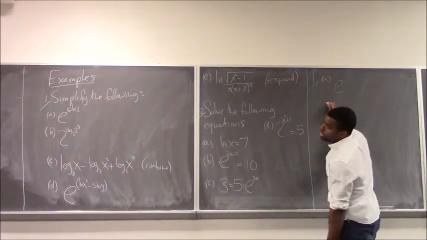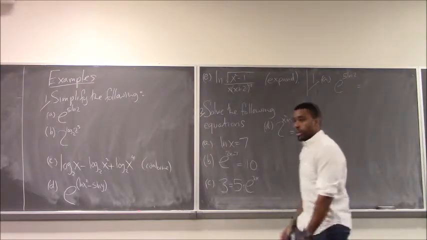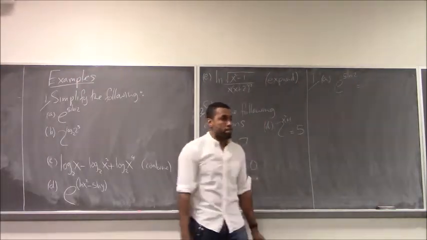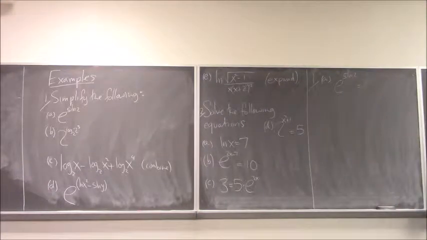You have e to the 5 ln 2. How do you simplify that? Cancel the ln over e? You can't do that. Why not? That's the important part. Why couldn't I do that?